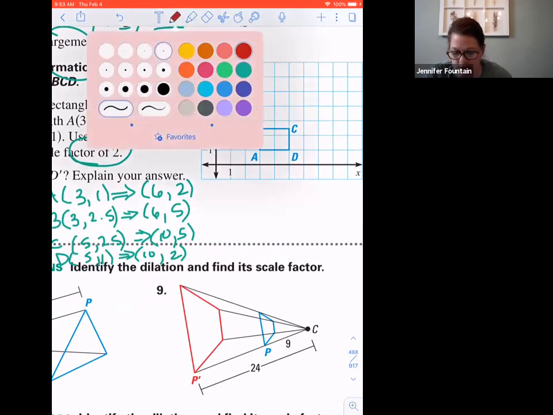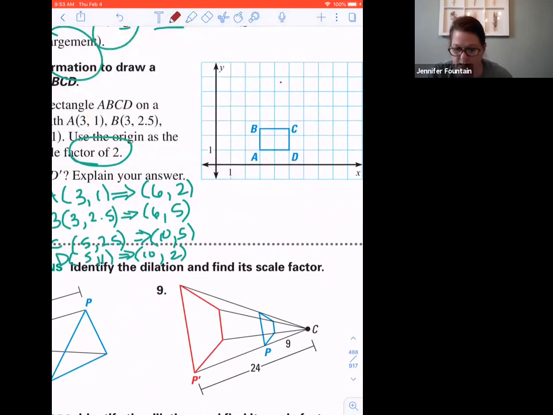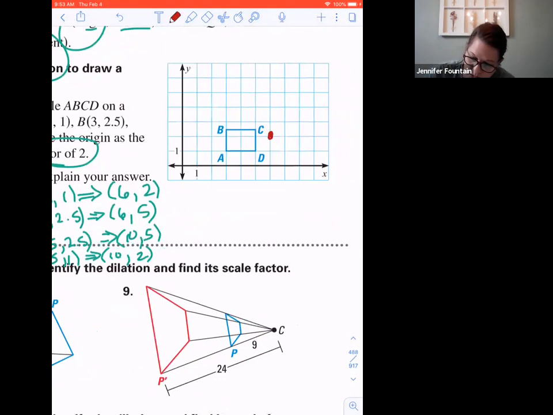So now I'm going to go ahead and plot those. I can see now I've gone to (6,2), and then (6,5). So that's already 6, 2, 3, 4, 5. And then (10,5), 6, 7, 8, 9, 10, 1, 2, 3, 4, 5. And (10,2). So now I can see my enlargement.